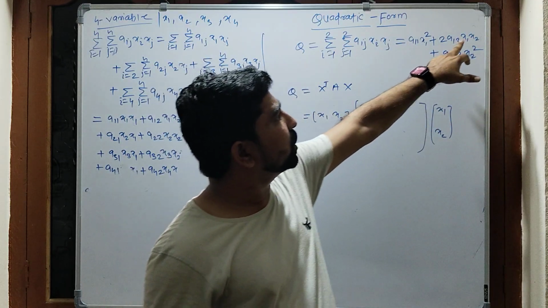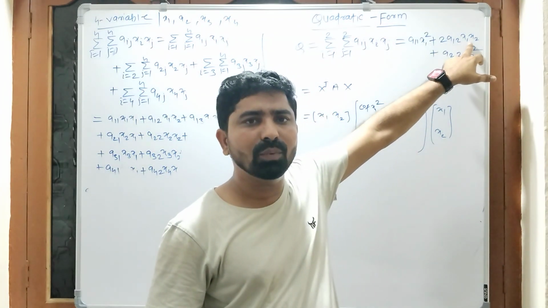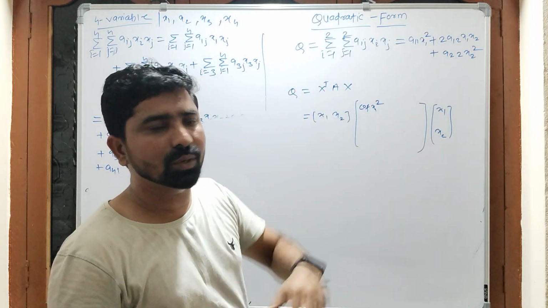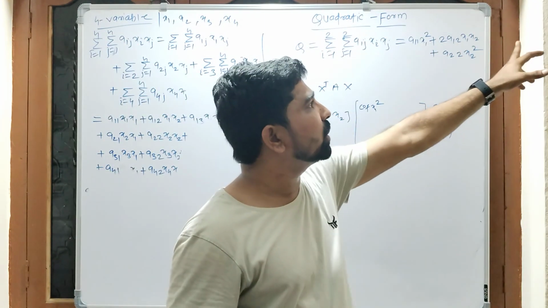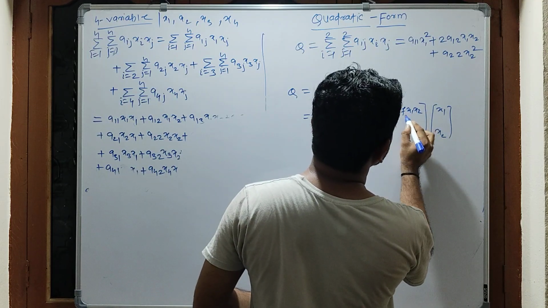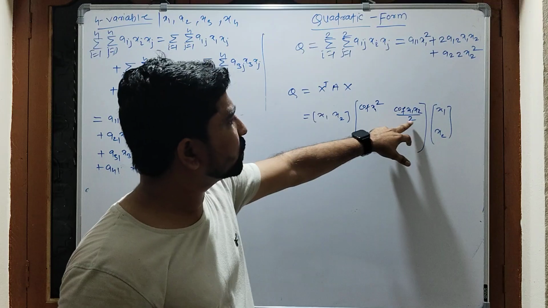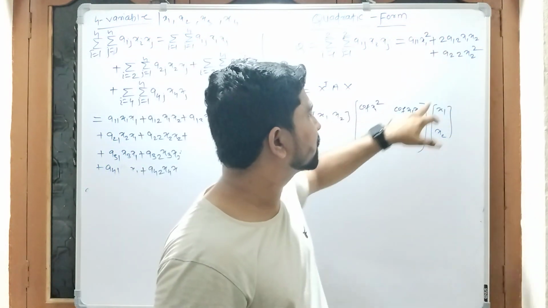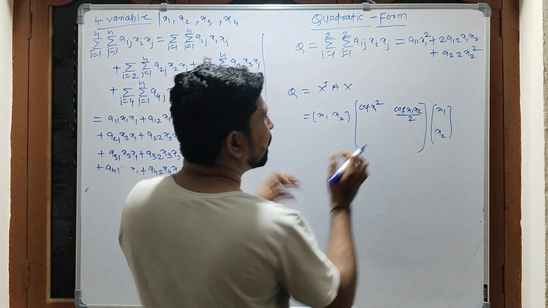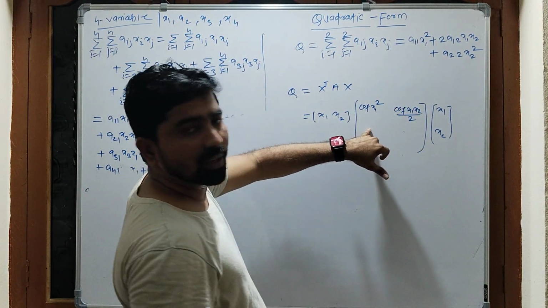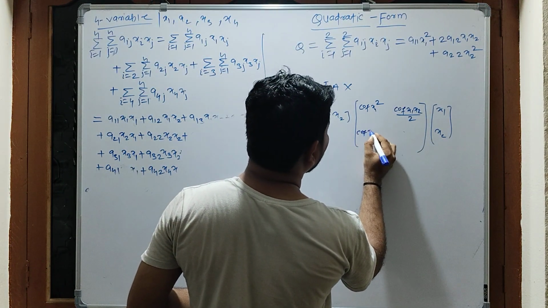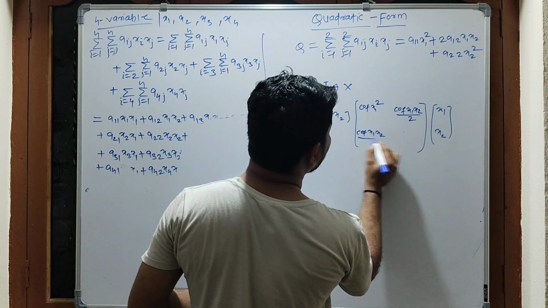But the coefficient of x1 x2 is the same as the coefficient of x2 x1. So the coefficient of x1 x2 is split equally between the two positions, so you divide by 2. Just write the coefficient of x1 x2 divided by 2. So this is 2 times a12 divided by 2, the 2 gets cancelled and you get a12. This a12 position is the same as the a21 position, so this position is the same as this position. So write the coefficient of x1 x2 divided by 2.